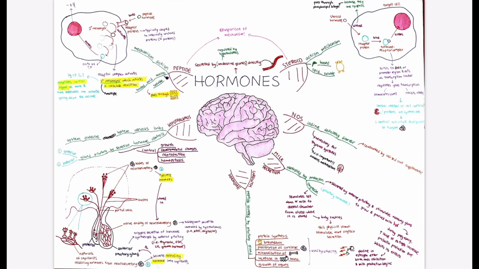These differing characteristics of peptide and steroid hormones affect their mechanism of action, which is the main differentiating point between the two. It is important to be able to compare these two mechanisms, as this is something that is commonly tested in exams. Starting with peptide hormones, as they cannot pass across the cell membrane, they bind extracellularly to a receptor protein, forming a receptor complex.